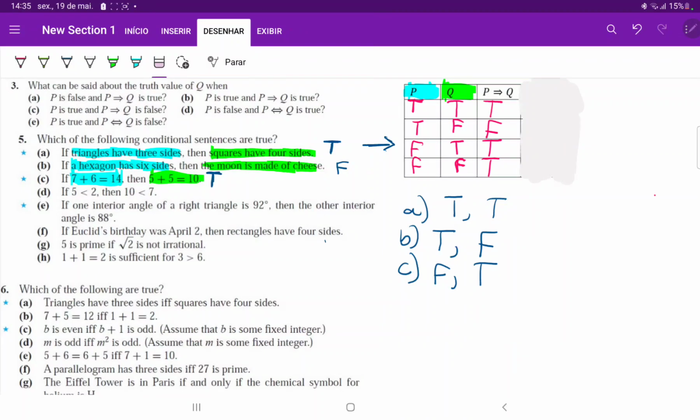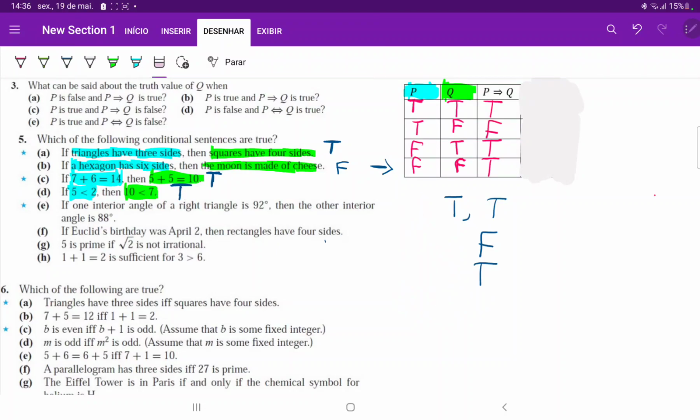Let's look at item D now. Once more we have to identify P and Q. So if 5 is less than 2, then 10 is less than 7. So if P, then Q, where P is 5 is less than 2, and Q is 10 is less than 7. So let's look at these truth values. P is clearly false because 5 is not less than 2. And Q is also false because 10 is not less than 7. So we go to the corresponding row for these combinations, which is the last one, where P is false and Q is false. And we can see that for this one, the conditional is true. So this one is true.